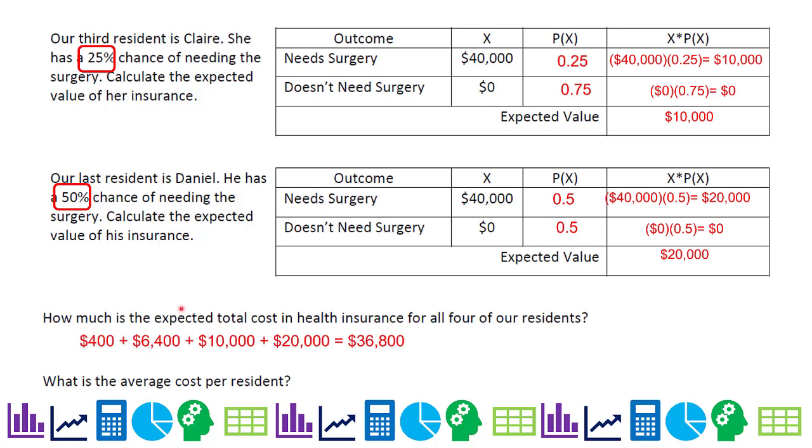So the expected cost of all 4 of our residents, we have $400 for Alonso, $6,400 for Beatriz, $10,000 for Claire, and $20,000 for Daniel. It's $36,800. And then we can calculate the average cost by dividing by the 4 residents. So we should charge about $9,200 for this insurance.